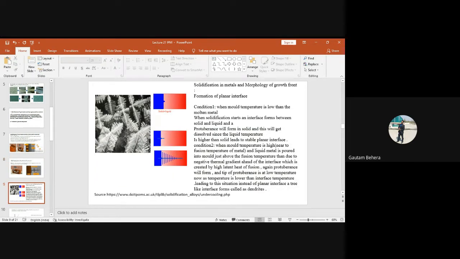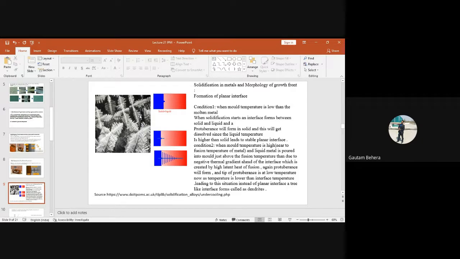This is the dendritic structure. Just have a look. You can see the tree-like structure is present. Initially, it was entirely liquid, but upon solidification, we get dendritic structures, tree-like structures. Lots of branches are present. This is one branch, and from one branch, lots of small branches come out. See, this is one branch, and a new branch is coming out, and from the new branch, new small branches come out, right?